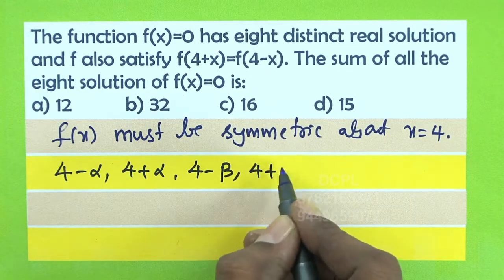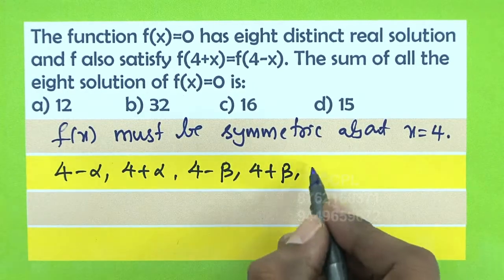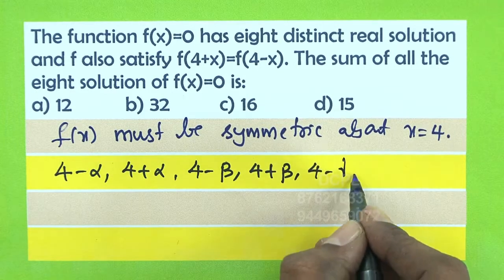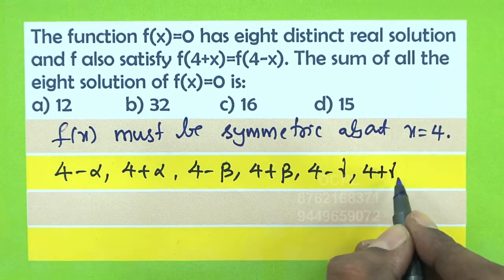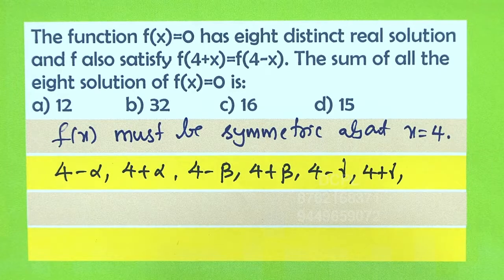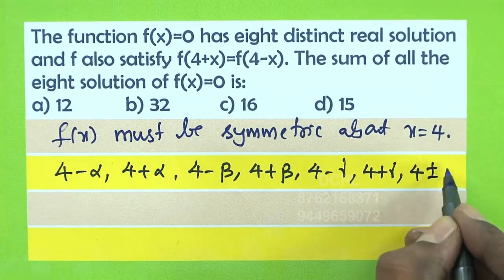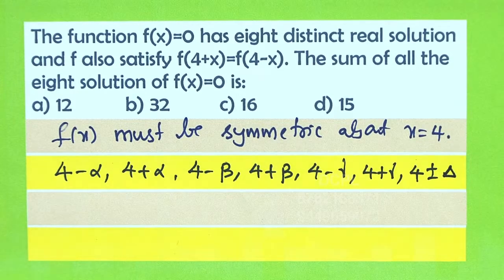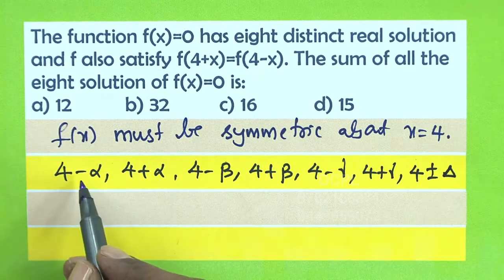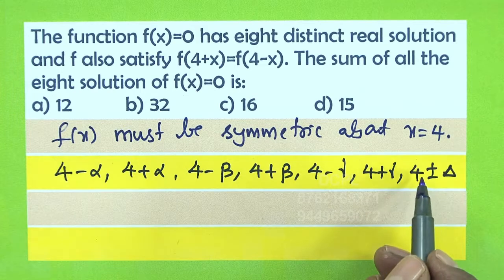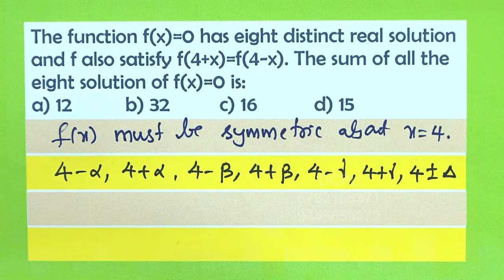Totally we got 4 solutions. Then let us say 4 minus gamma, 4 plus gamma, and then 4 minus delta, 4 plus delta. I will just write 4 plus or minus delta because there is no space. So, totally 1, 2, 3, 4, 5, 6, 7, 8 solutions. So, these are the 8 solutions.